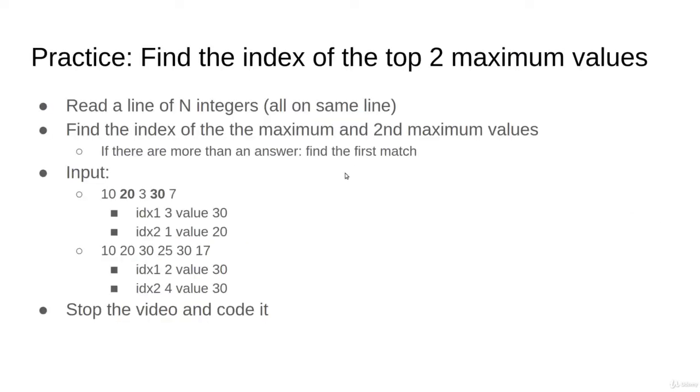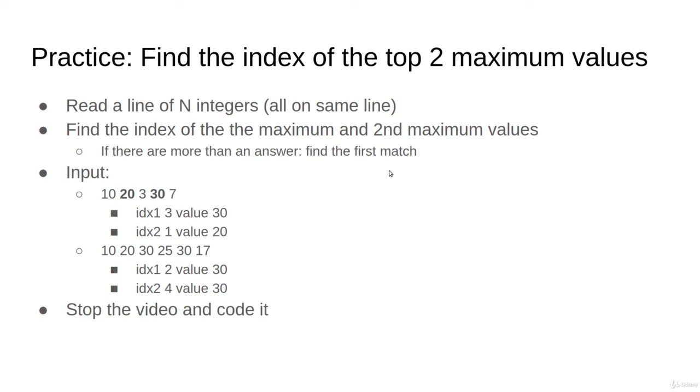Let's practice. You will read a line of n integers, all of them on the same line. You should find the index of the maximum and the second maximum values in the list. If there is more than one answer, find the first match for them.